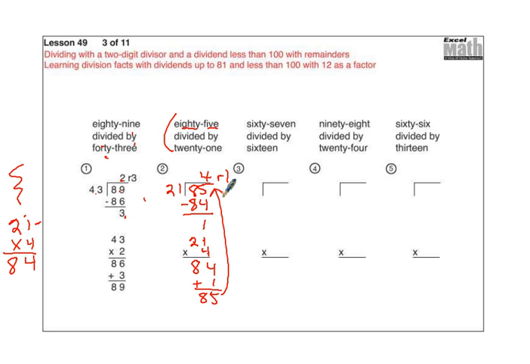All right, pause the video. Do just number 3. Just number 3. Here's the problem right here. Turn the video back on when you're ready to see the solution. It says 67 divided by 16.